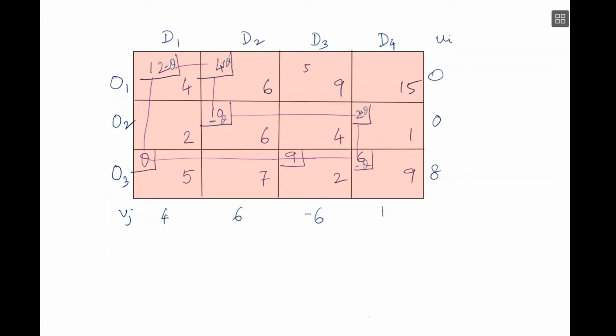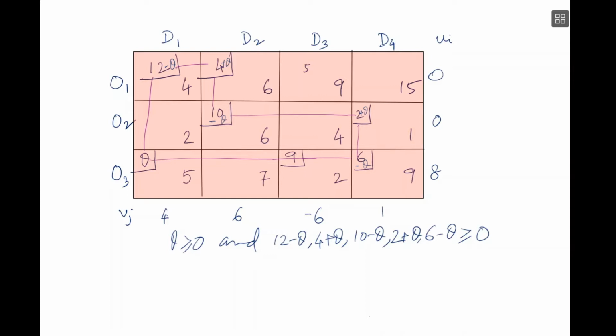So again we have the relations theta greater than equal to 0 and 12 minus theta, 4 plus theta, 10 minus theta, 2 plus theta, and 6 minus theta all should be non-negative. Now 4 plus theta and 2 plus theta will always be positive for any non-negative value of theta.